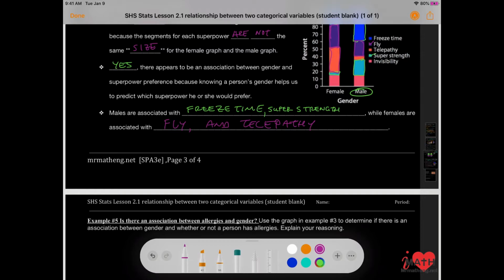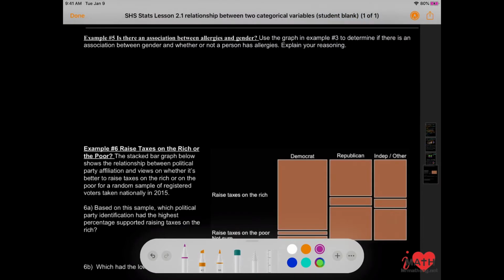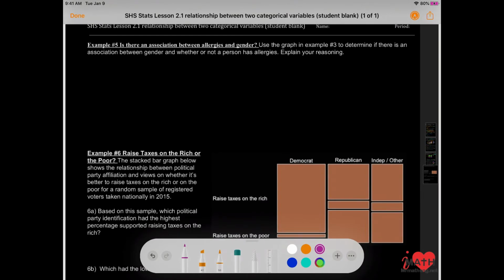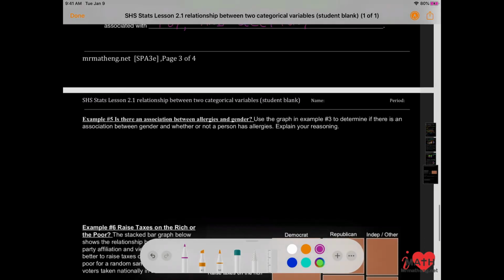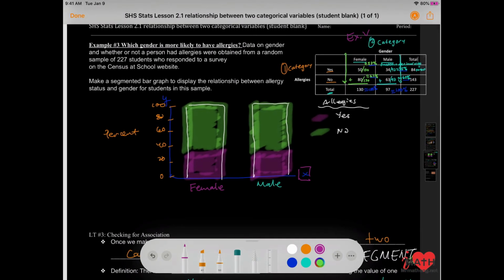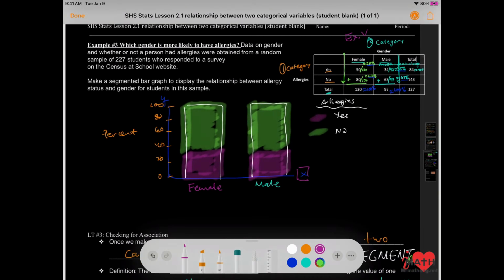All right, that was page 3. All right, last page, page 4. Example number 5. Is there an association between allergies and gender? Use the graph in example 3 to determine if there is an association between gender and whether or not a person has allergies. So, go back to this one we just created here. And then think about what we just talked about in association. Once you try that problem, press pause and then press play when you're ready.